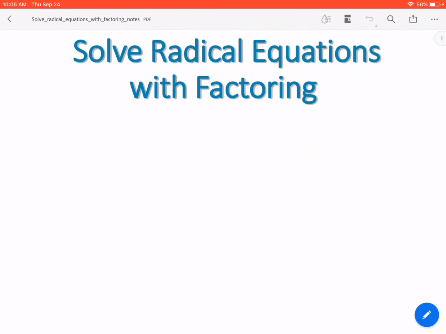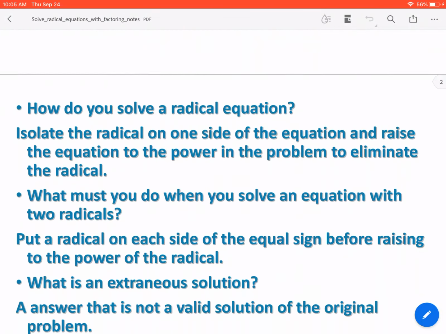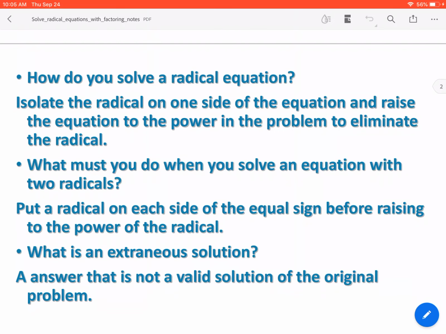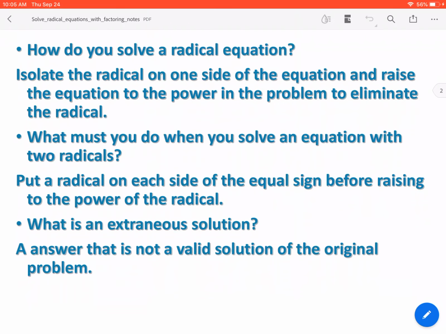Okay, these are the notes for solving radical equations, but these are going to be a little bit more challenging. There's going to be some factoring probably involved, which means you're probably going to have some trinomials. So this goes back to what we did the first couple weeks of school. If you need to go back and look at those notes, you can. And again, these are the same steps from the previous lesson, all the different steps on radical equations.